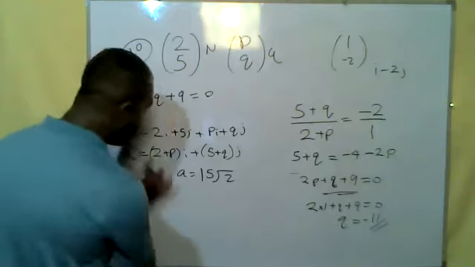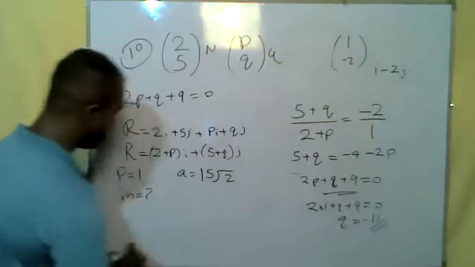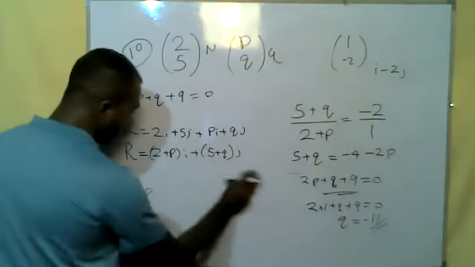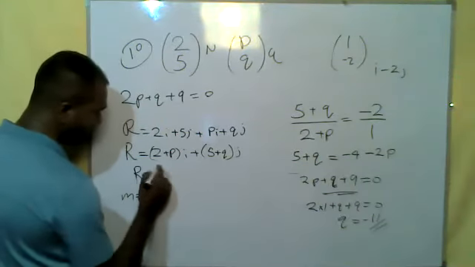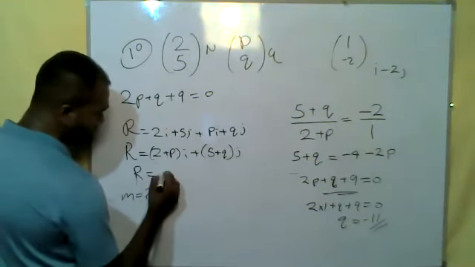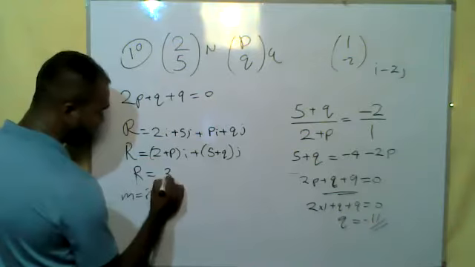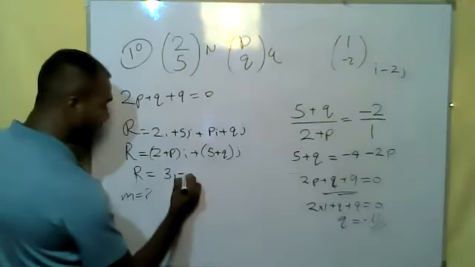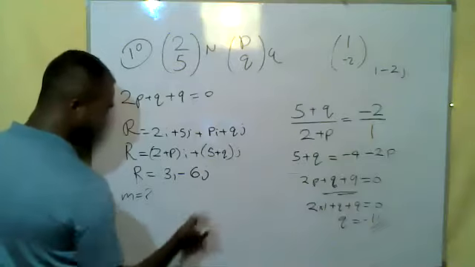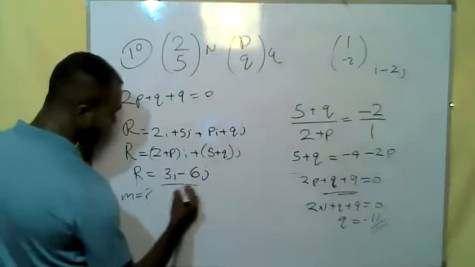So when we apply those in the resultant force, what do we have here? Resultant force should be equal to 2 plus 1, how much? 3i. Minus 11 plus 5, how much? Minus 6j. So the resultant force will be this much.